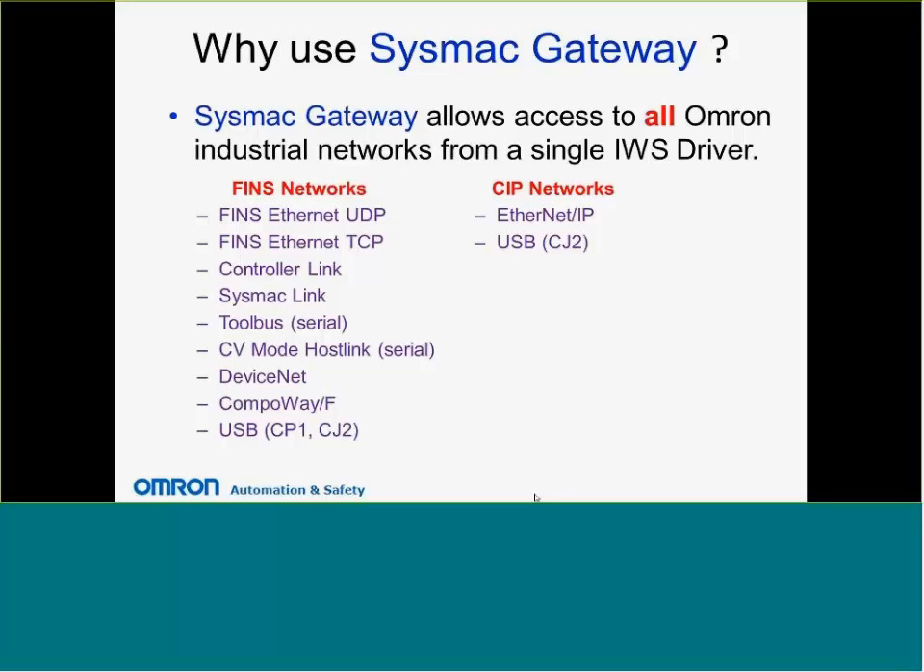Through that same driver in Web Studio, we can also access Ethernet IP and USB to the CJ2 family, both of which are CIP protocols. So we package all that up and deploy it within one InduSoft Web Studio driver. If InduSoft were to develop a native driver for each of these, you'd have a whole host of native drivers, and InduSoft would have to maintain and upgrade all the different drivers. This allows InduSoft to just simply keep one driver, and it lets Omron, as the vendor, maintain and upgrade all of our networks in the background.